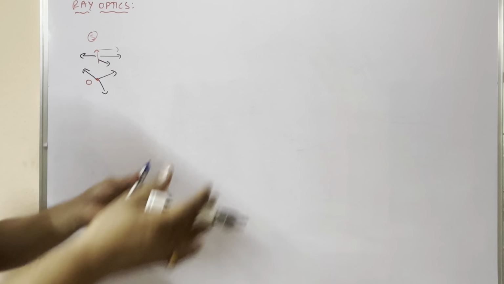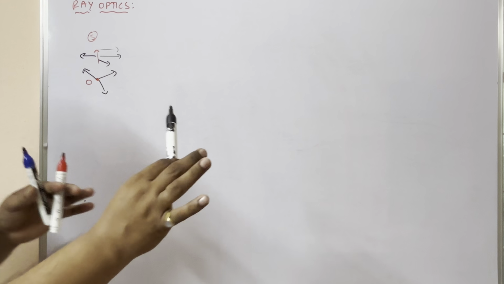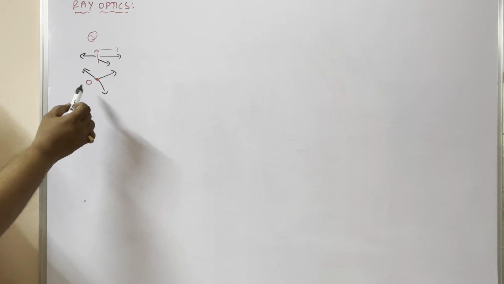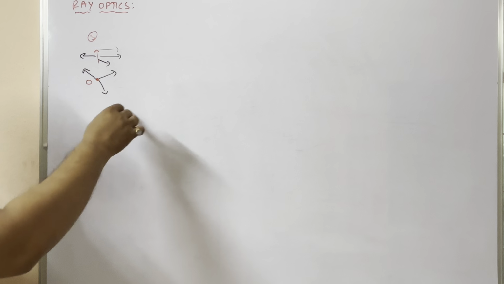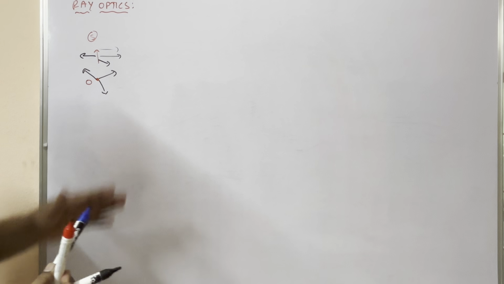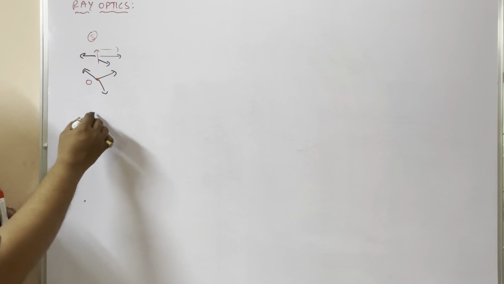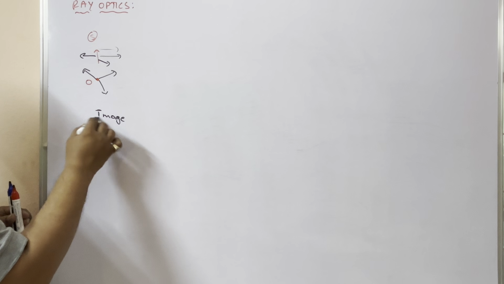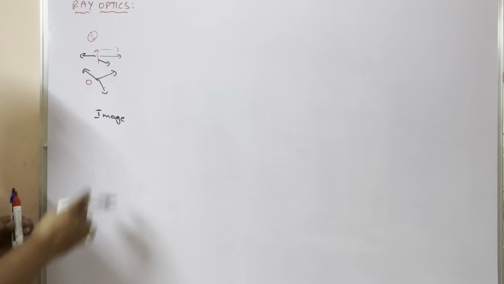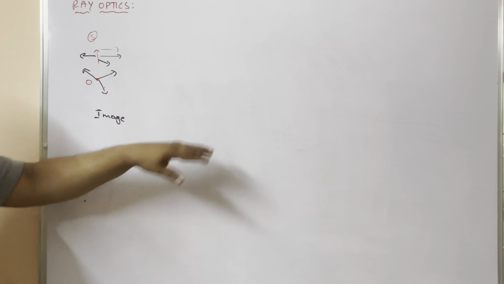Object means which gives out light energy. Without giving light energy, you cannot see any object. Blindly you can remember: if you are seeing any object, it is giving light energy. That light energy is going to be shown in this entire lesson in the form of rays. Next, image. For an image, a minimum of two rays should intersect to form the image. We get two types of images: real image and virtual image.